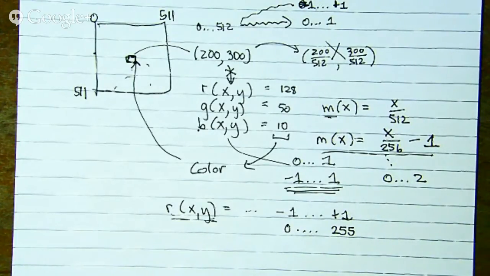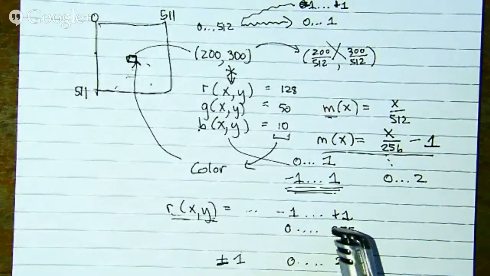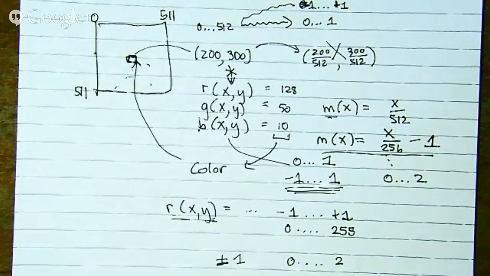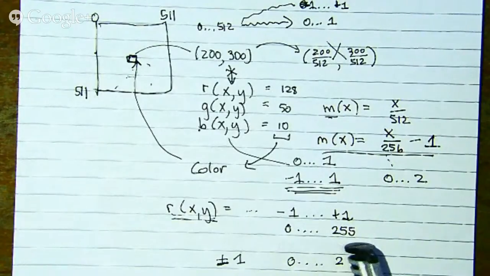So let's just do Scott's trick in reverse. If we add 1 to this function, if I add 1, oops, my mistake. If I add 1, I'll get something in the range 0 to 2. So Rxy sends back a value from -1 to +1. I add 1 to it, and I get something from 0 to 2. But I really want to be in the range 0 to 255.